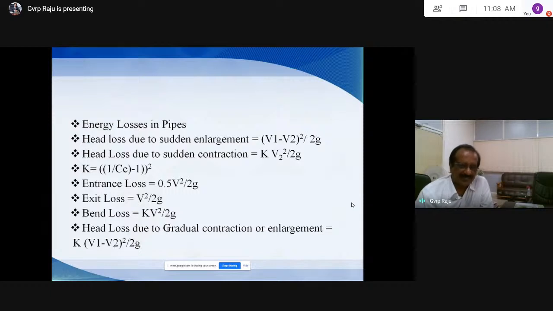So when it is gradual, this is sudden. The enlargement is sudden, the contraction is sudden. So you don't confuse this and this. This is sudden enlargement, sudden contraction. This is gradual. Gradual contraction or enlargement is equal to K into (V1 minus V2) whole square by 2g. That is the equation. So all these equations are very important. Try to remember all these equations. Without remembering these equations, it is difficult for you to solve any problem.